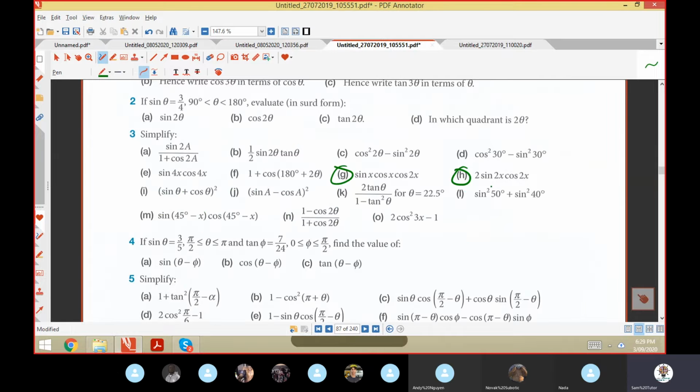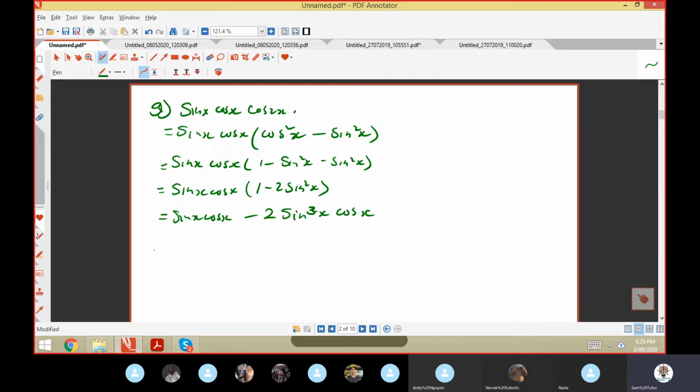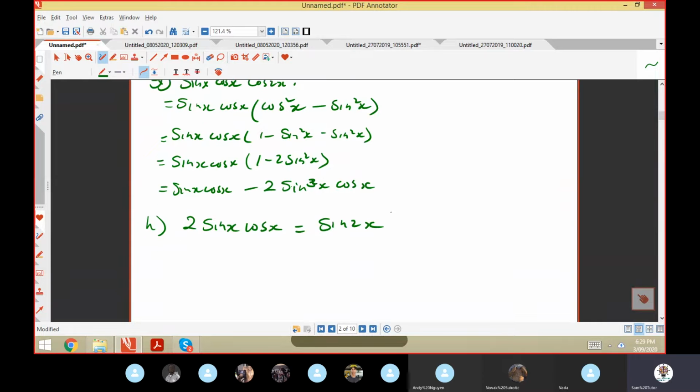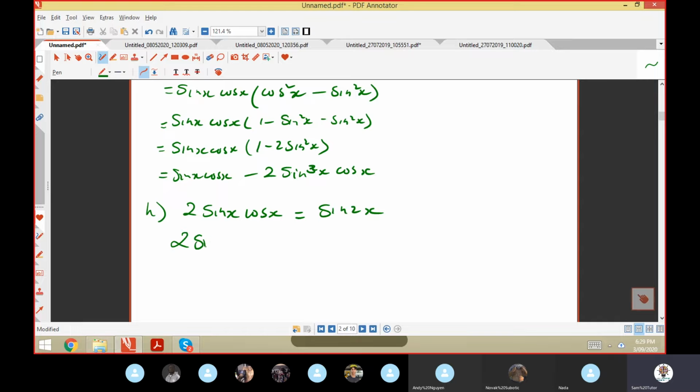And 2 sine 2x cos 2x. Oh, that's easy. 2 sine x cos x is equal to sine 2x, right? That's your double angle formula for sine. Of course, if it's 2 sine 2x cos 2x, it becomes sine 4x, you mean.